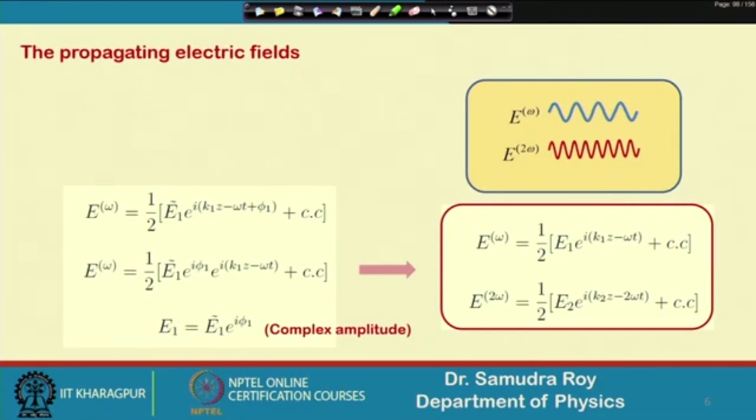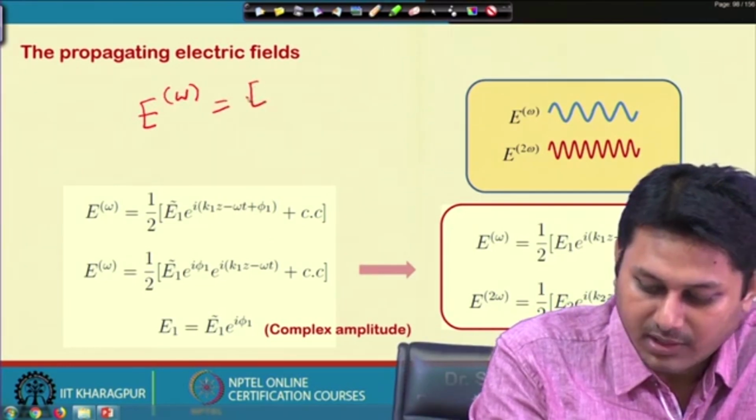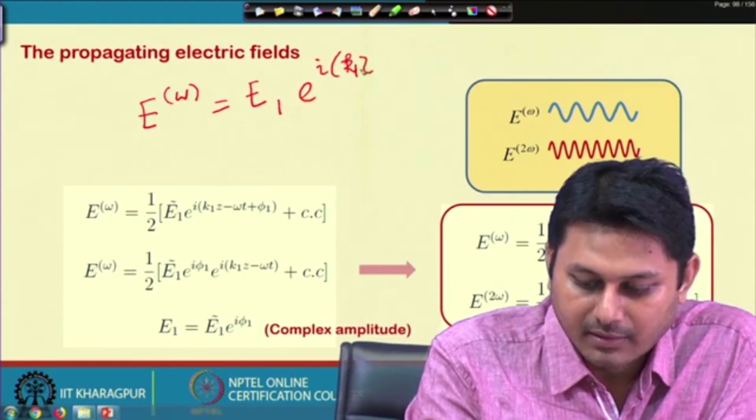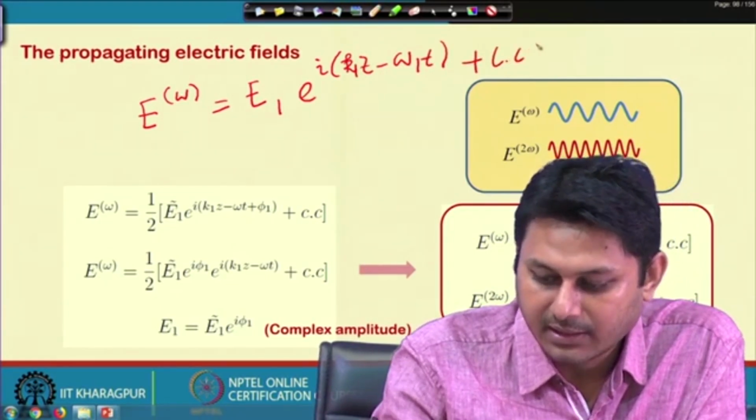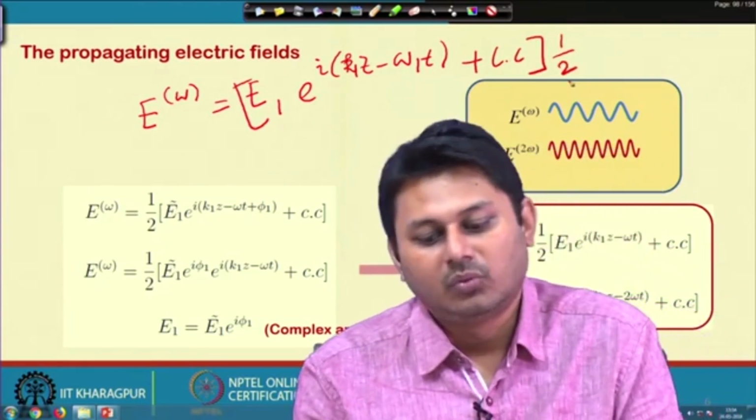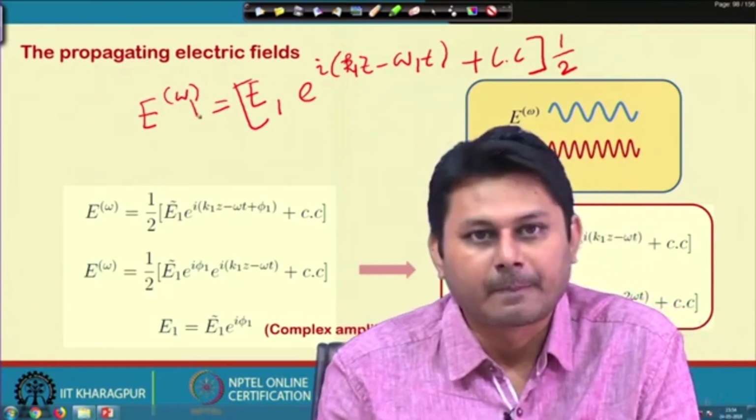We know very clearly what the electric field should be, because we have been using the form of this electric field for a long time. The electric field with frequency component omega we write as E1 e to the power of i(k1 z minus omega 1 t) plus the complex conjugate of that, with a half term, so that it is real. This is the normal way to represent the electric field, the frequency component E omega.